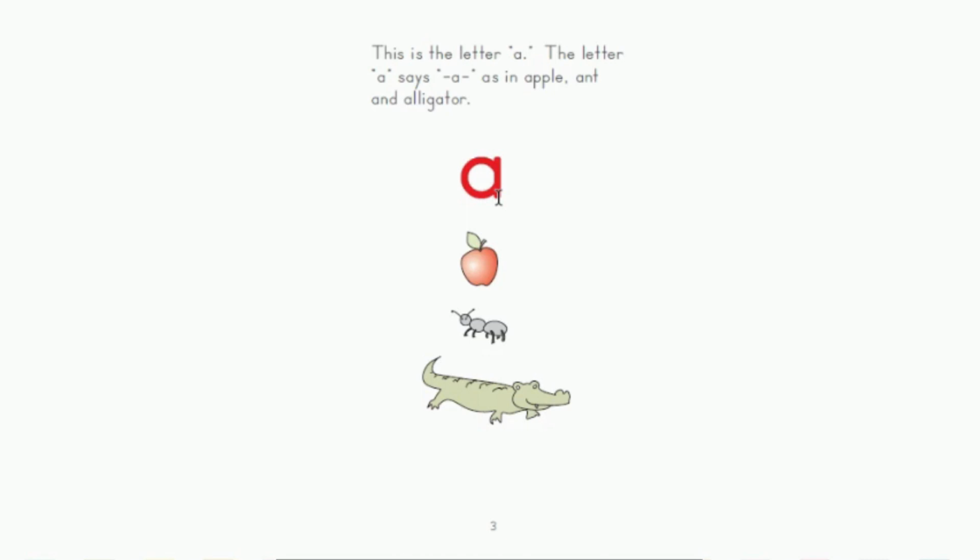Can you hear the first sound of apple? A says /a/ as in apple. A says /a/ as in ant. A says /a/ as in alligator. Can you hear the first sound of apple? First sound of ant, first sound of alligator, so A says /a/.